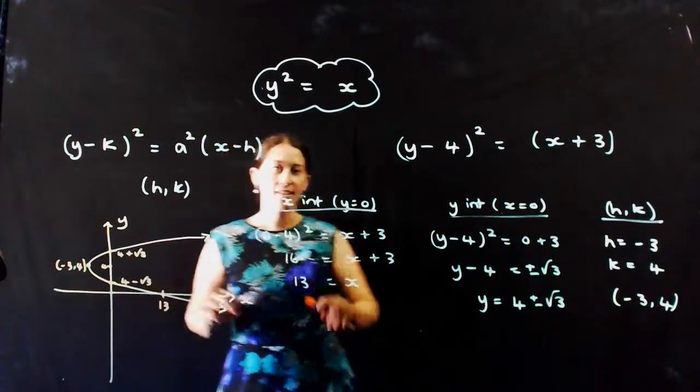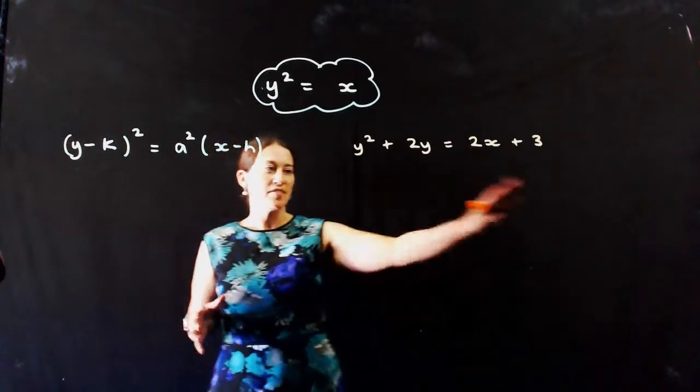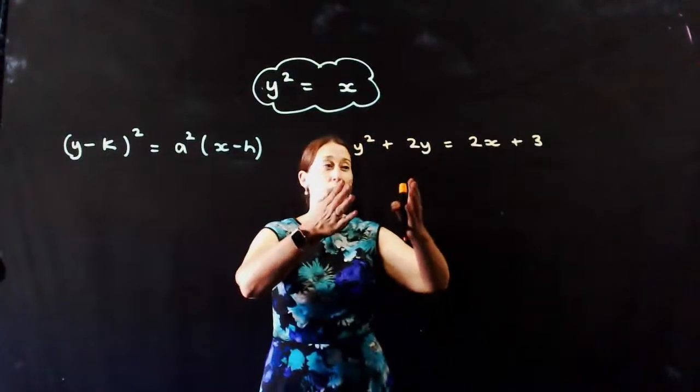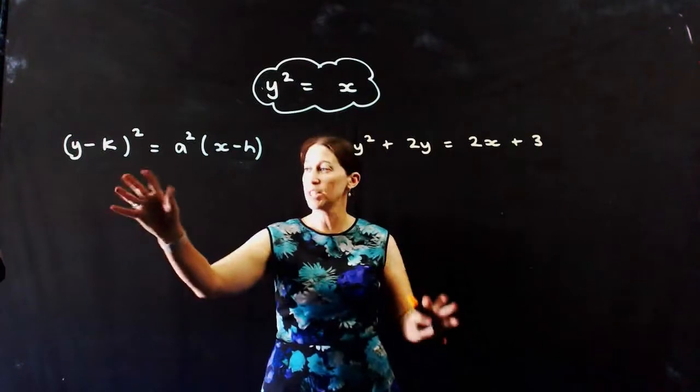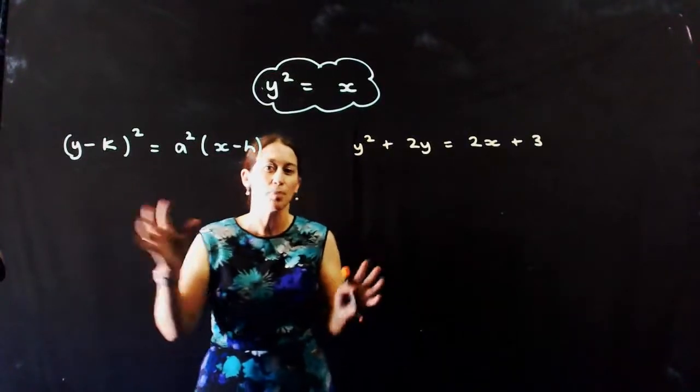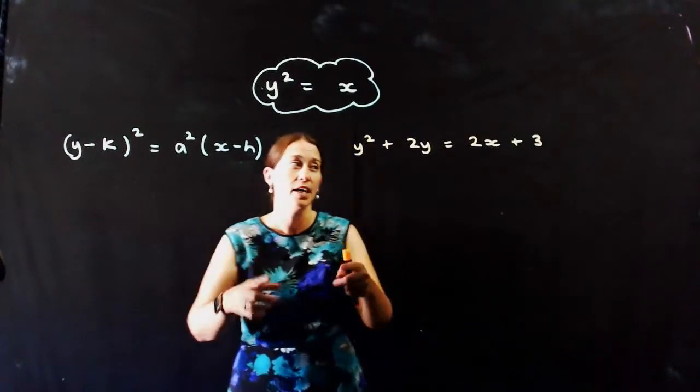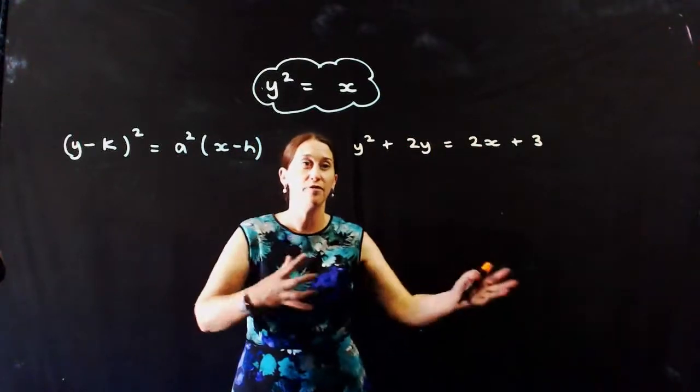I'm now going to do a second example. Okay, here's my second example. Now what you'll notice is that there's y's, there's squares, there's x's, but it's not in this form. So we need to rearrange it by completing the square on the left-hand side. And obviously whatever we do to the left, we have to do to the right.